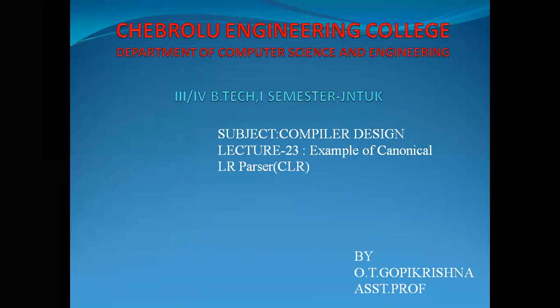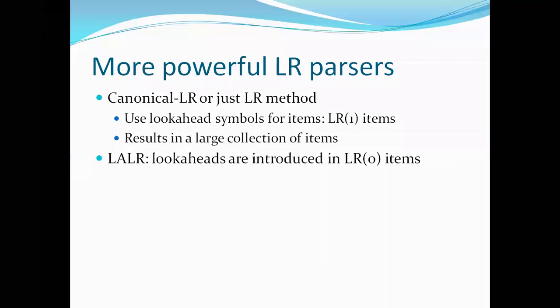So we are discussing the canonical LR parser. Here is the example. These are more powerful LR parsers. Simple LR parsing is one of the techniques, where we parse a given input string using a parse table to see whether it is accepted or not. The drawback in SLR parsing is that in one column or one row we can have more than one action. That is the disadvantage in SLR parsing.